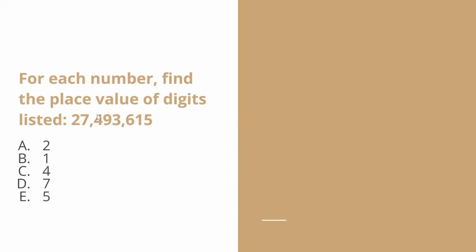And there is some more questions that you can try. For each number, find the place value of the digits listed. 2749365. I can read it so that you will know the answer. This is asking you to write down what place each digit is at, and I will give you 30 seconds to do this.